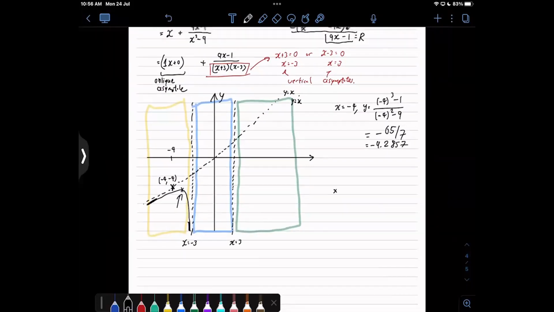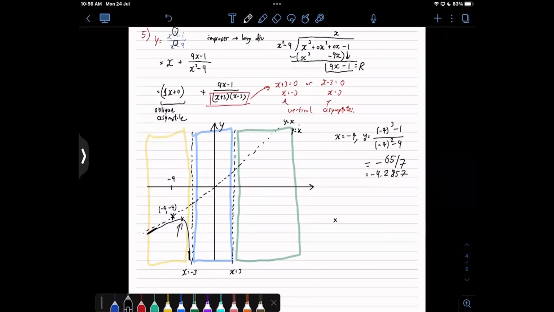How to find the maximum point? Differentiate, set dy/dx equals 0. Wow, very long. I need to use the quotient rule. Do you want to find it? Like you use this, right? Or what? Yes, you can use either form.